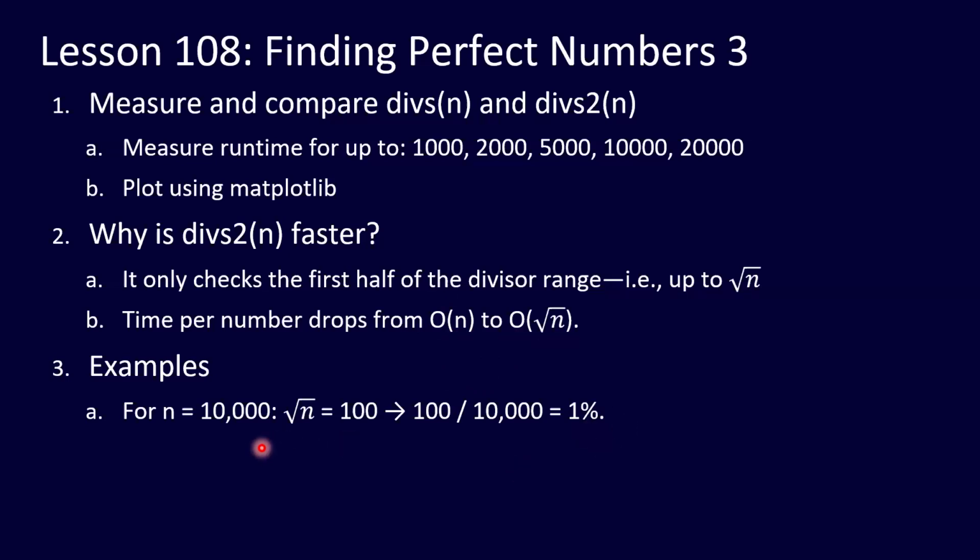For n equals 10,000, the square root of n is 100, so for the second one, the ratio is only 1%. For larger n, for n equals 1 million, the square root of n is 1,000. So the ratio is 1 to 1,000. So the difference is much larger for bigger n.